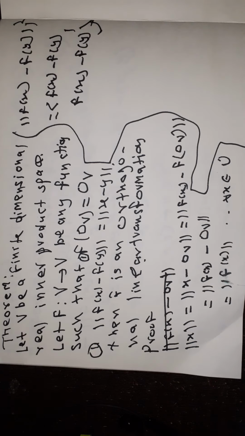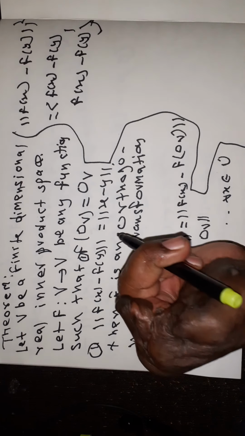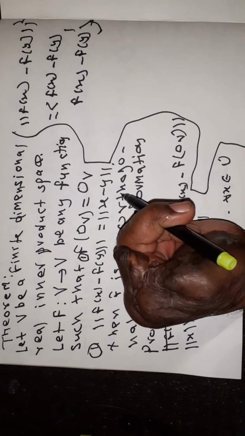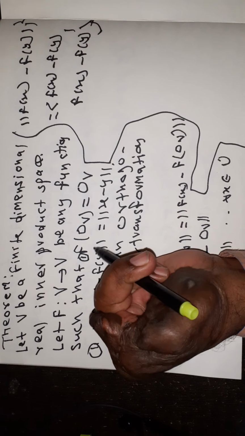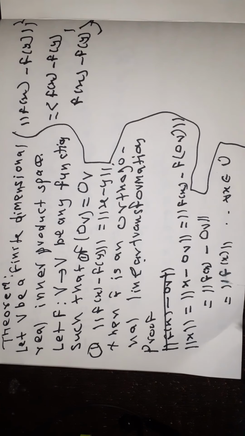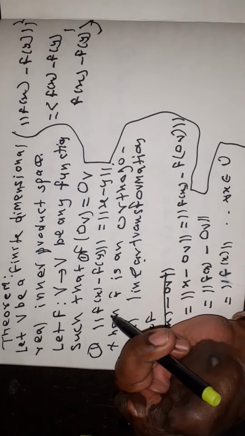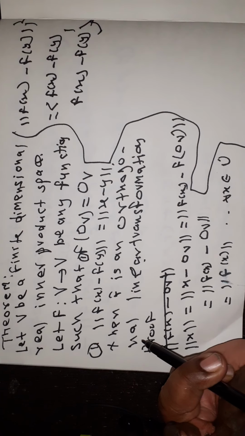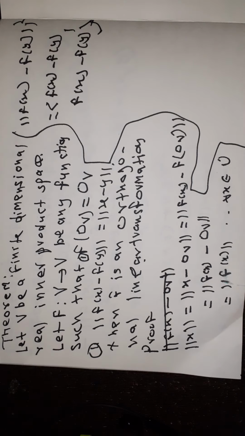That is, f from V to V is a function which is an isometry. That is, the norm of f(x) minus f(y) is equal to norm of x minus y for all x, y belonging to V, and f fixes the 0 vector, that is f of 0_V is equal to 0_V. In such case, if some f on a real inner product space satisfies these two properties, that is, it fixes the origin and it is an isometry, then that f is an orthogonal linear transformation. Now we will prove this.